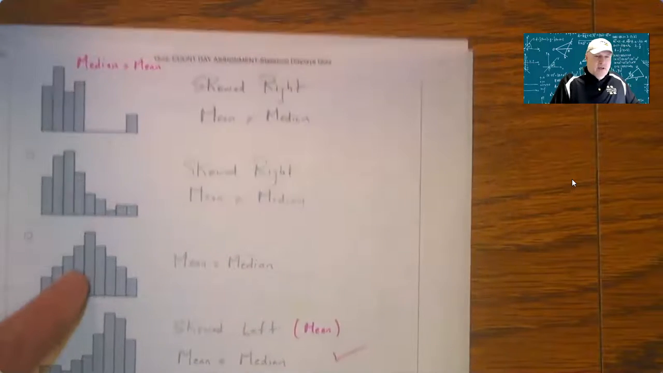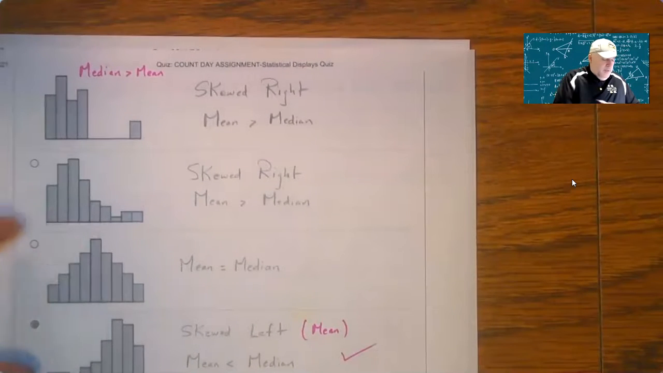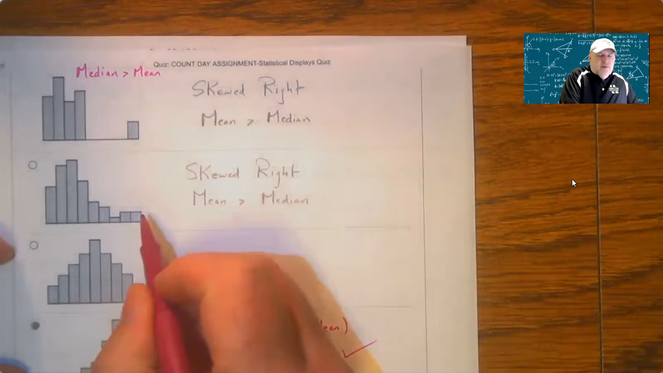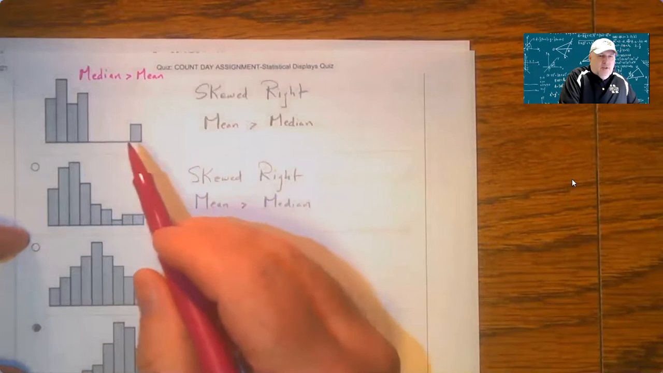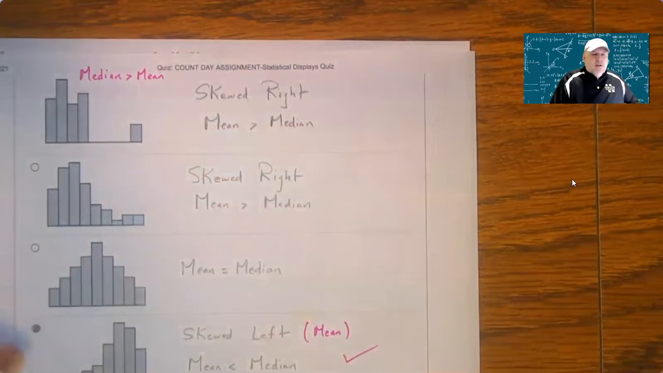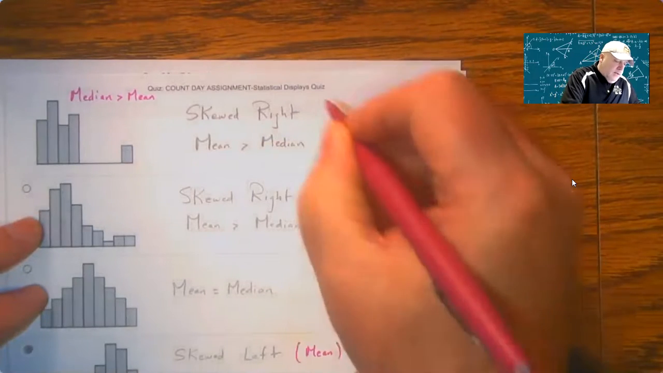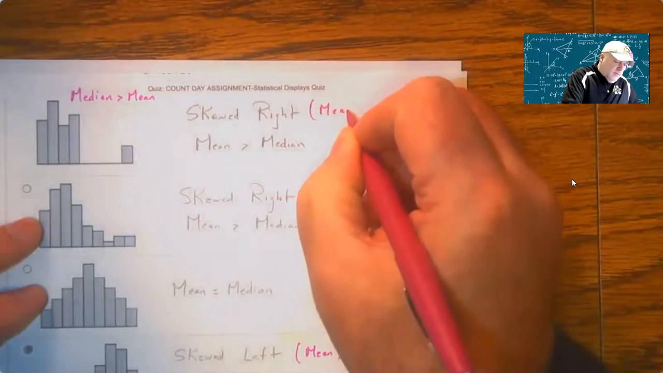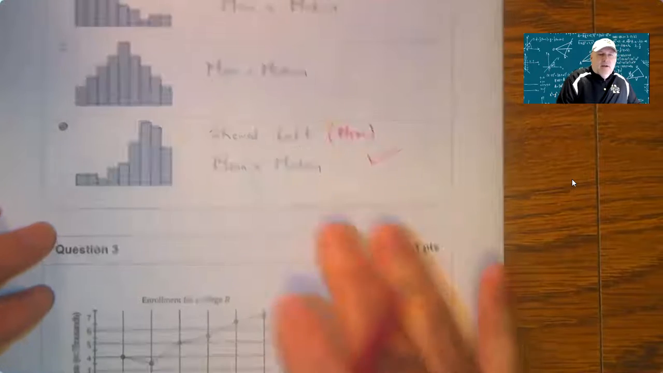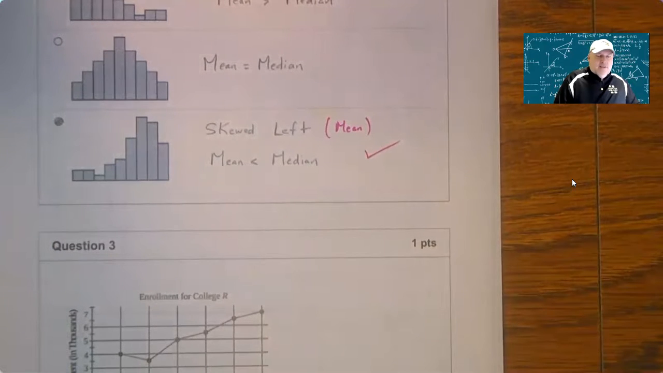So here they're going to be about the same. Here the mean's pulled to the right by these outliers. And here also it's going to be a little skewed to the right. So when we talk about skewing, it's the mean, and outliers cause skewing. So this is the one that has the mean less than the median.